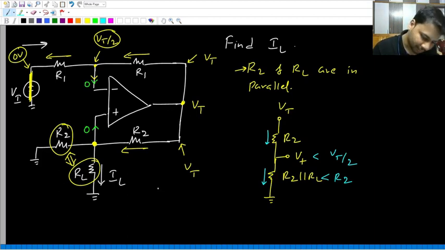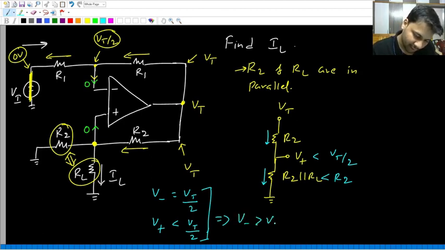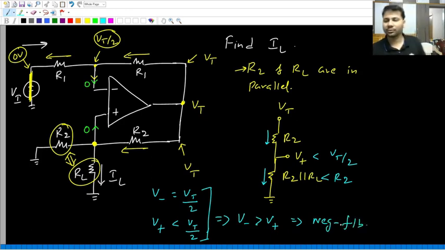So already we know V minus is Vt by 2. And now we have found that V plus is less than Vt by 2. Once you know V minus and V plus, you have to compare them. V minus is Vt by 2, V plus is less than Vt by 2. Clearly V minus is greater than V plus, which means the feedback is negative. So in this way, we are able to decide that this op amp is also in negative feedback.